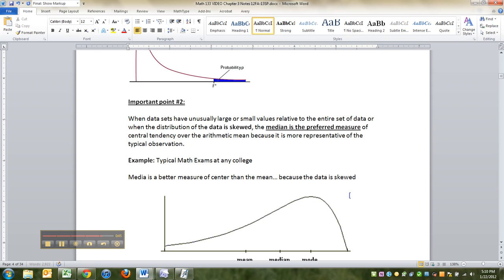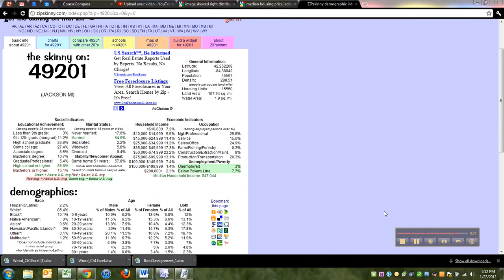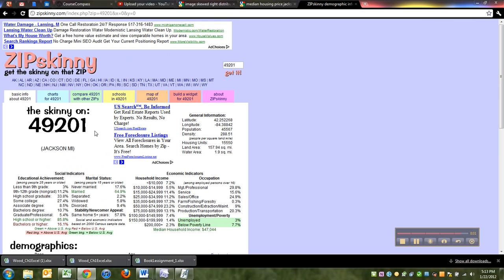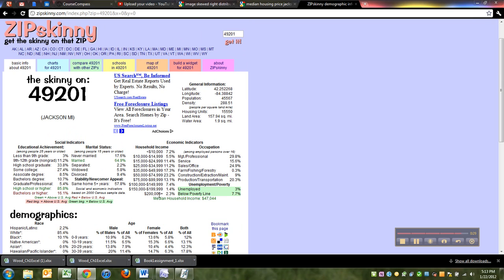All right, now you see this all the time. You don't even realize it. Median, not media. Okay, let me go find an article and I'll be right back. So for example, here's one. This is a demographic website where I looked up 49201, the zip code where JCC is at, and see right here, median household income, right?